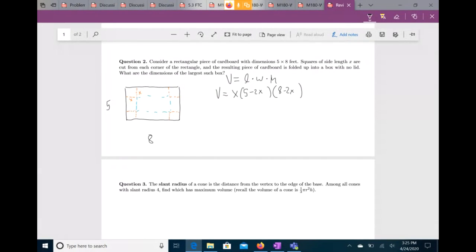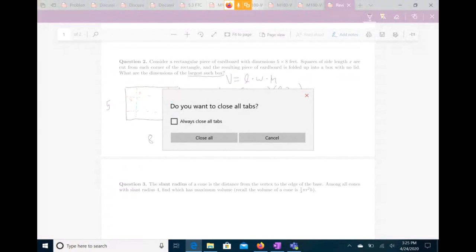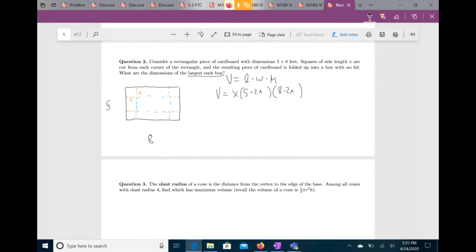It says, what are the dimensions of the largest such box? You're talking about what is the largest three-dimensional object. You're generally talking about the volume. So now we have an equation for volume, and we will optimize it. What we want to do next is maybe look at the domain.